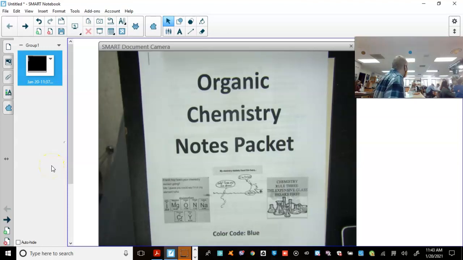All right. So, guys, we're starting a new unit, organic chemistry. If you feel the thickness of that packet, it is thick. But we're still spending the same amount of time per sheet. So it's a longer unit. And it's fun. I love organic chemistry.